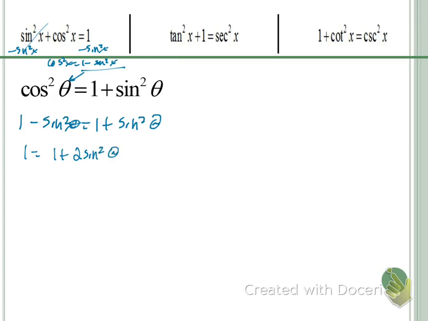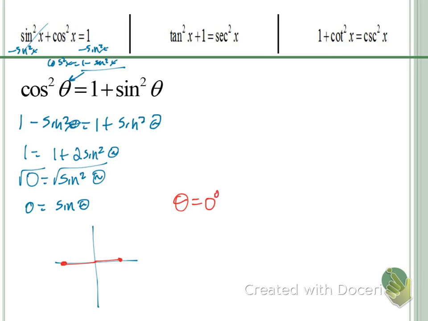Now you subtract 1, divide by 2, and then square root. So sine theta is going to be equal to 0. A quick quadrant analysis: sine is 0 here and here. So your solutions become 0, 180, and 360. And we're done.